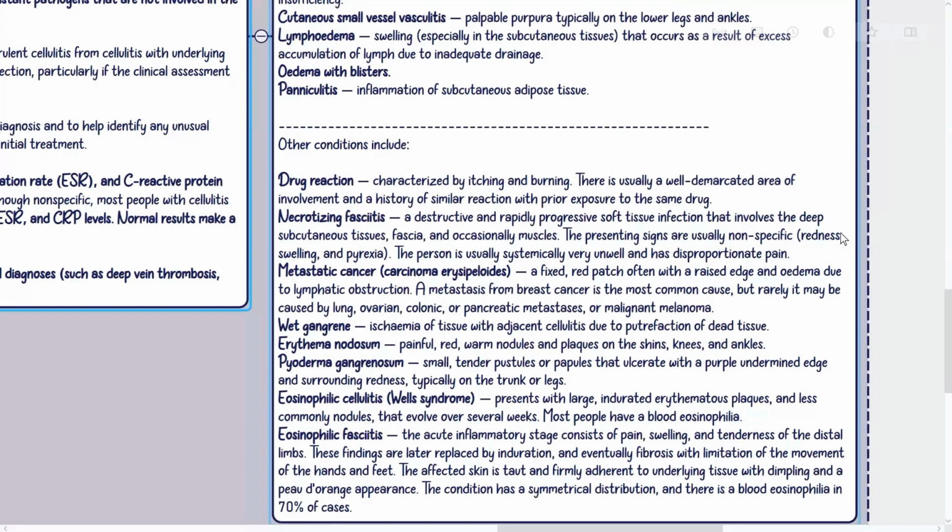Eosinophilic fasciitis. The acute inflammatory stage consists of pain, swelling, and tenderness of the distal limbs. These findings are later replaced by induration, and eventually fibrosis with limitation of the movement of the hands and feet. The affected skin is taut and firmly adherent to underlying tissue with dimpling and a peau d'orange appearance. The condition has a symmetrical distribution, and there is a blood eosinophilia in 70% of cases.